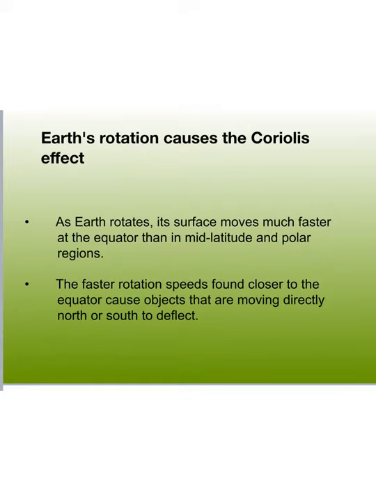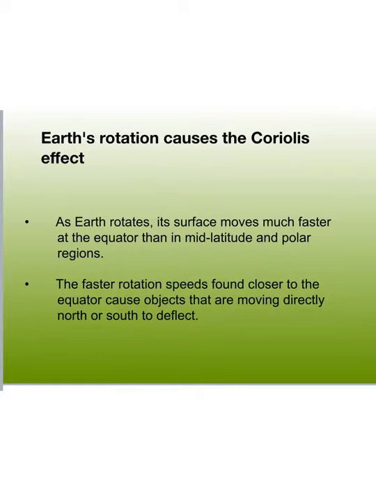The atmospheric convection currents cause air to move directly north and south. However, the actual air currents on Earth's surface are deflected to the east and west because the planet is rotating. So it's this rotation of Earth that causes the deflection of objects that are moving directly north or south. And this is a phenomenon that we call the Coriolis Effect.